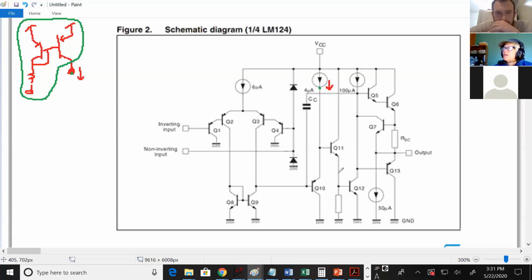So when you cascode, are you replacing the transistor on the right? Is that what you're replacing with a cascode? Yeah, the simplest biasing for cascoding.